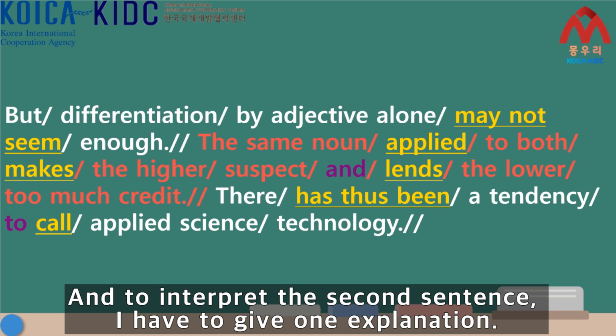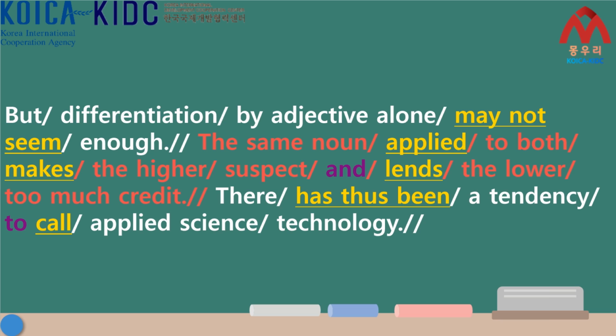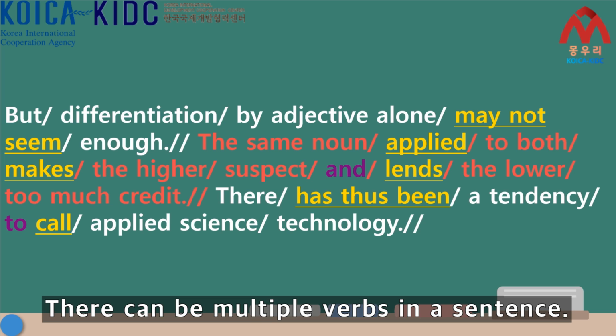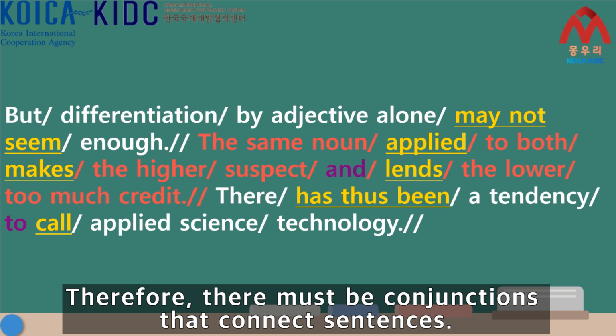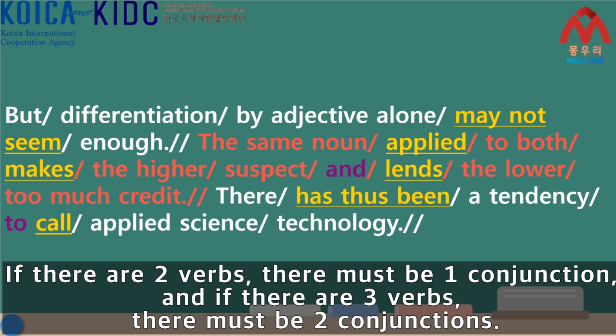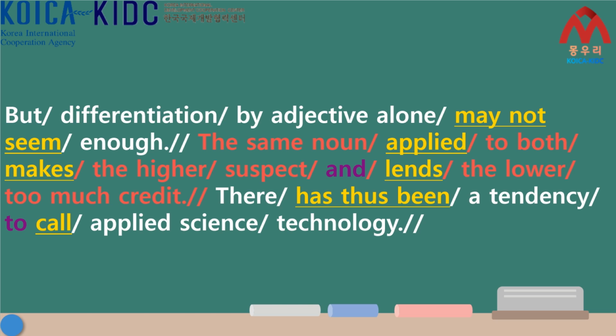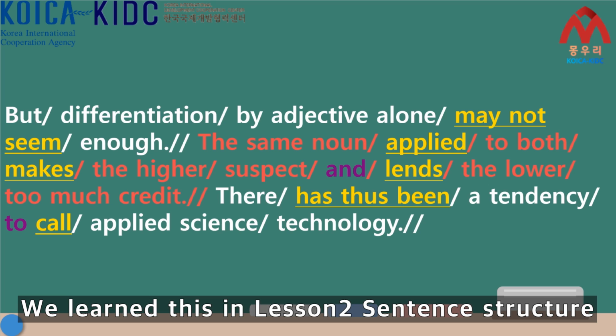And to interpret the second sentence, I have to give one explanation. The same noun applied to both makes the higher suspect and lends the lower too much credit. There can be multiple verbs in a sentence. This means that there are multiple sentences. Therefore, there must be conjunctions that connect sentences. If there are two verbs, there must be one conjunction. And if there are three verbs, there must be two conjunctions. We learned this in Lesson 2, Sentence Structure.